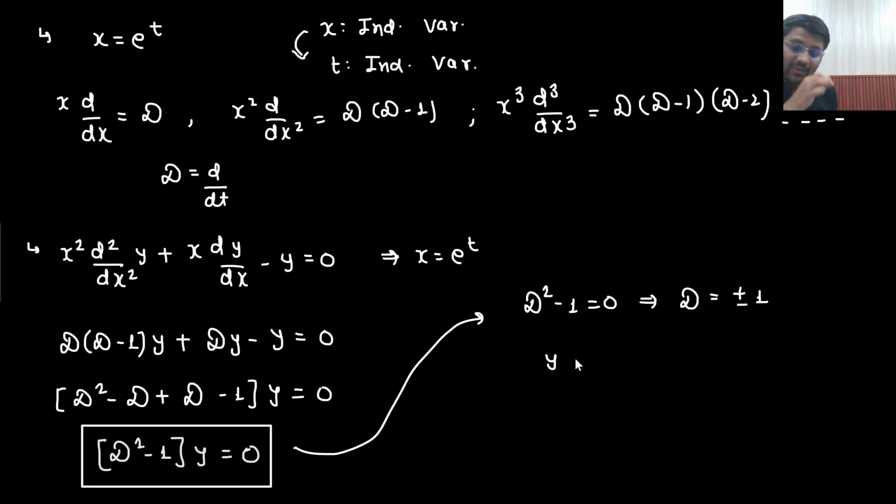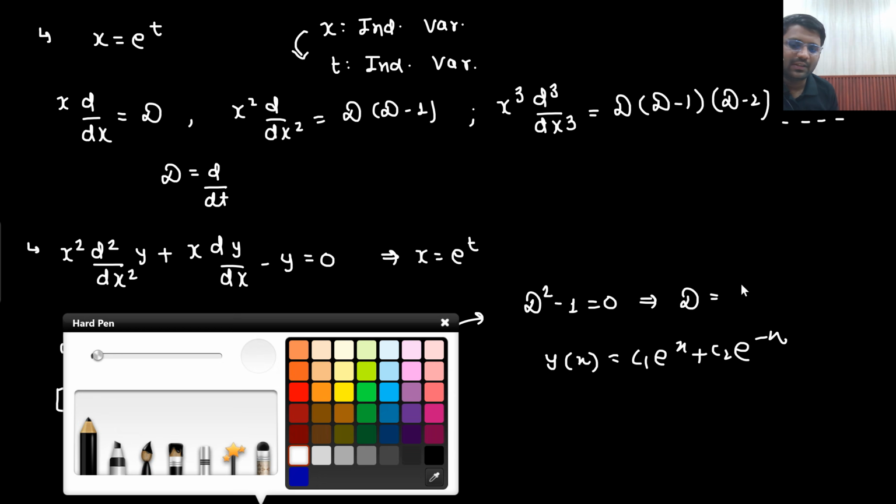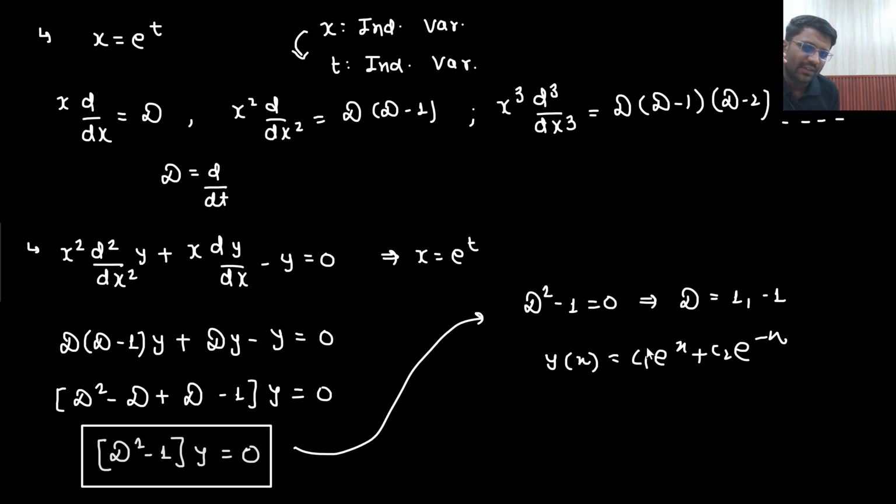Is it correct or not? I am writing down. You will let me know, is it correct or not? Sir, value of y will be c1 e to the power x plus c2 e to the power minus x, because roots are coming out to be 1 and minus 1. Is that correct? No. Why is that so?